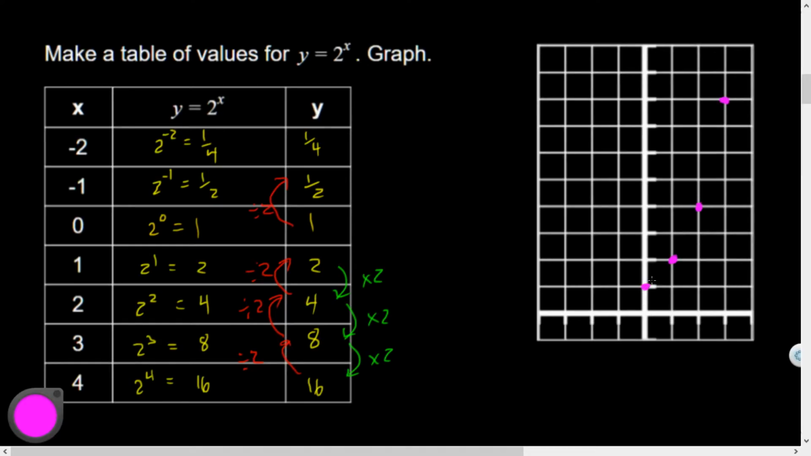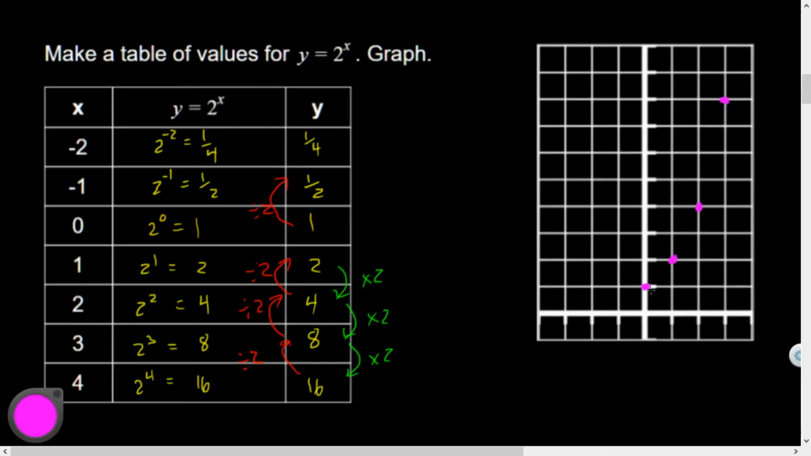Okay? And notice the heights of these points. I had 1, I doubled the height and moved over 1. I had 2, I then doubled the height and moved over 1. I had 4, I doubled the height and moved over 1. I can't even fit 16.